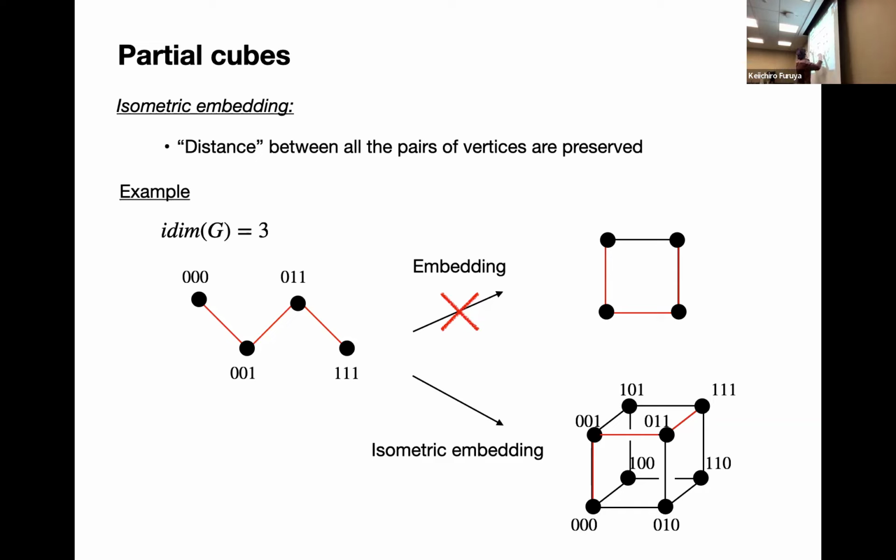So here, this is 1,1,1. So this is 1,1,1. That's fine. But the distance between these two is 3. If you embed it here, the distance is 1. So this embedding is not allowed. This is not an isometric embedding. This is a usual embedding.